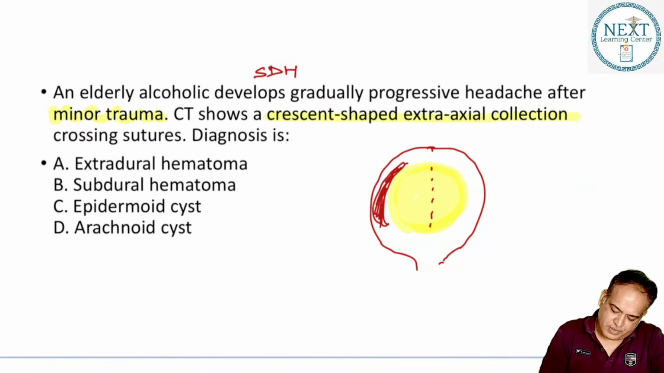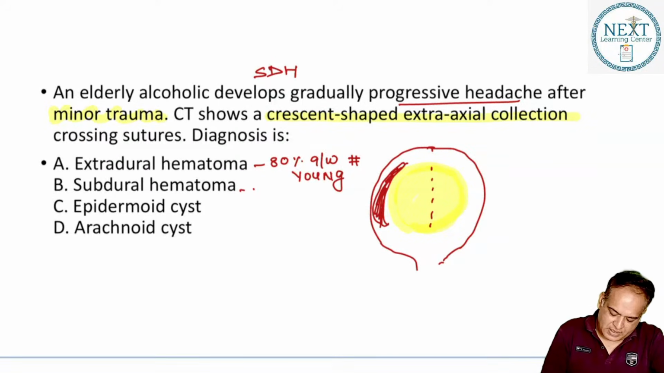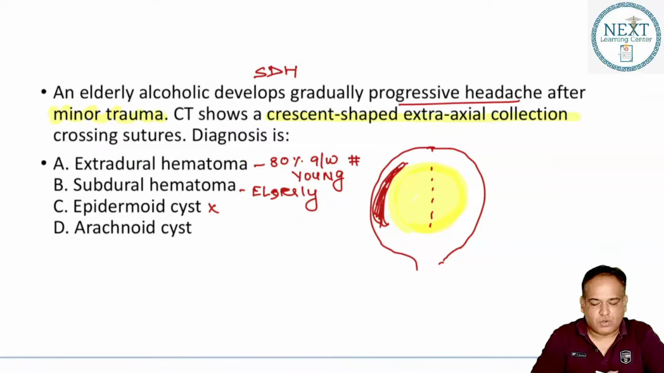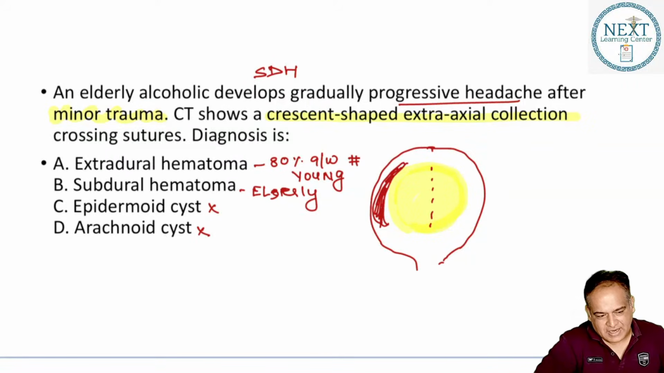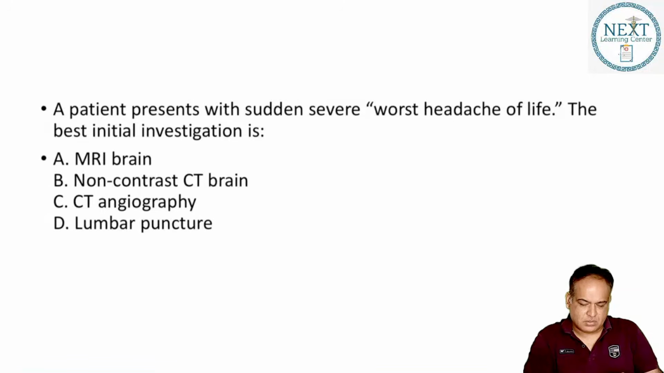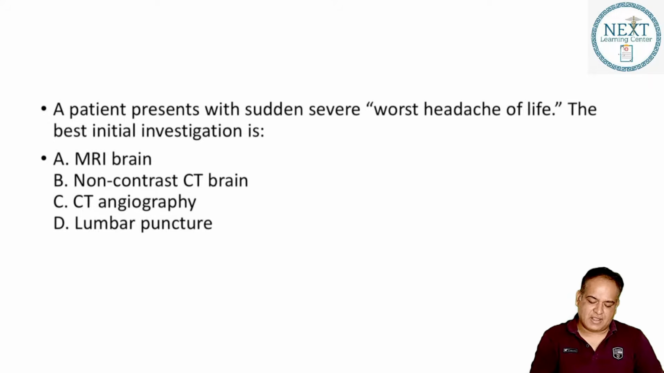Subdural hematoma, progressive headache. You know, extradural hematoma, 80% they are associated with fracture. They are common in young. Subdural hematoma is common in elderly. Epidermoid cyst is not going to cause headache. Arachnoid cyst, of course, can cause headache, but then it will have gradual feature developing over 6 months to a year or so. A patient presents with sudden severe worst headache of life.